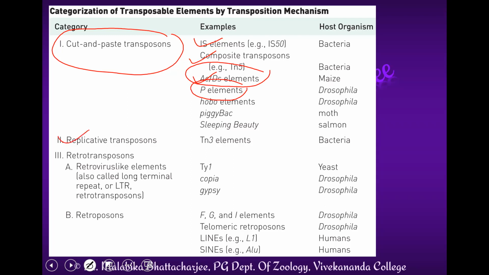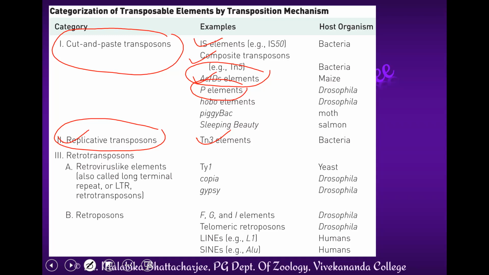And we just have a basic structural idea of the replicative transposons. Now, automatically, you might be having a question as to why one is known as cut and paste, the other replicative. So I'll be showing it to you in the next slide by diagram. So the first category is cut and paste transposition. The second category is replicative transposition. So we will be studying Tn3 elements also. And the third category is retrotransposition.